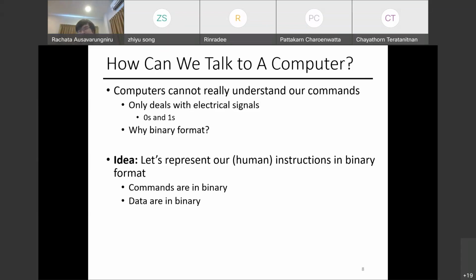So let me ask you a different question. Let's say if I want to communicate with you in Chinese, and I don't know how to talk in Chinese, what do I need?